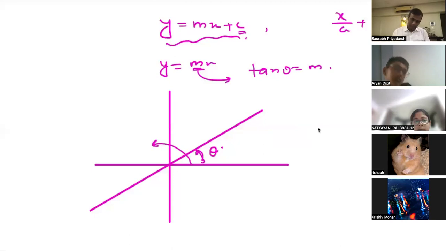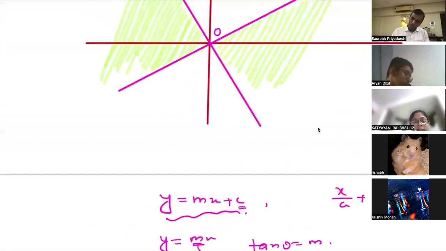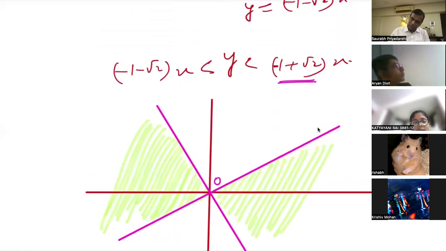Sir, can you just try opening the brackets once? If you open, you are multiplying with the numbers only.